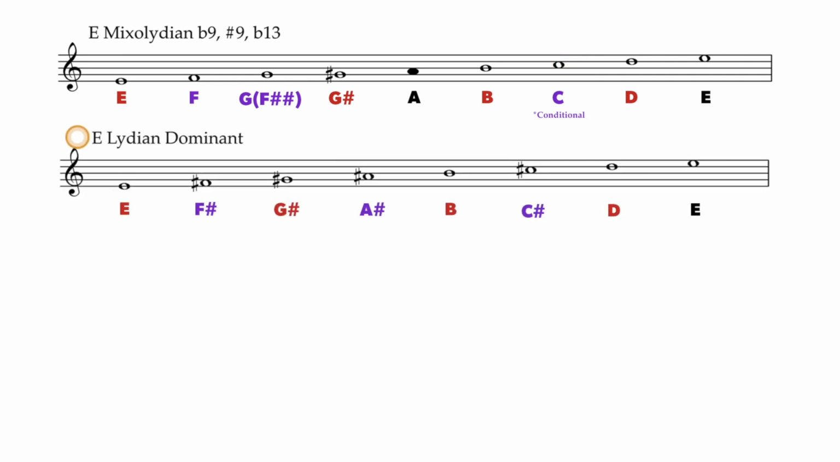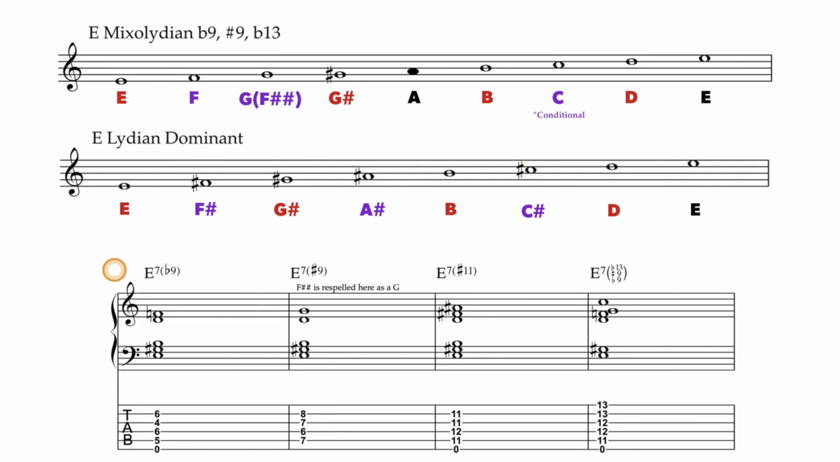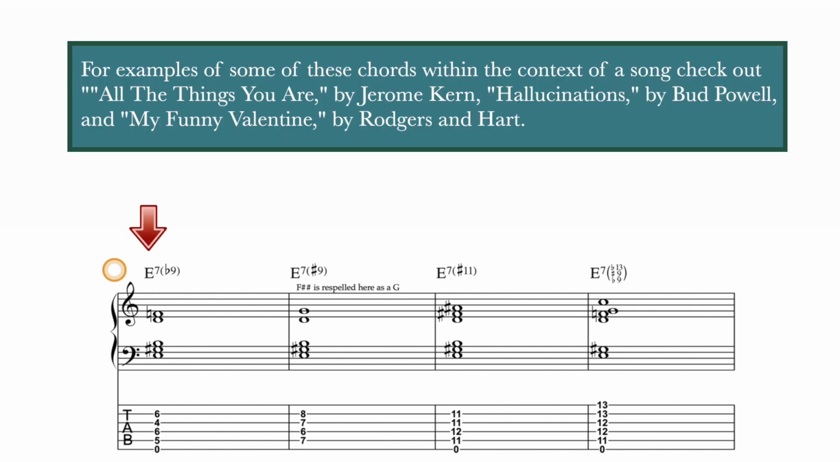The other scale is Lydian dominant, which comes from the 4th mode of melodic minor. And because melodic minor, or in this case Lydian dominant, have no avoid notes, you get a natural 9, a sharp 11, and a natural 13th that you have as available tensions. Here are a few examples of dominant chords with some of these altered tensions, but remember that a dominant chord can take pretty much any tension.